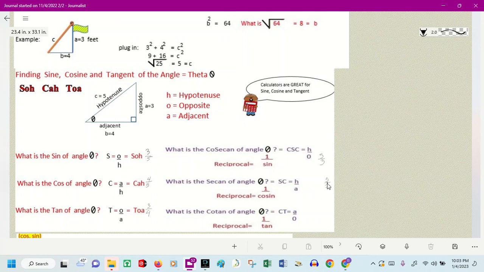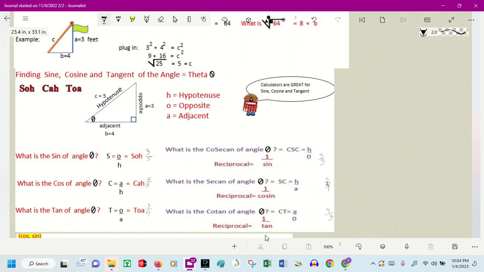Hypotenuse over adjacent, and adjacent is 4. I was trying to draw a, Lord help. And the cotangent means the opposite of tangent, written as 1 over tangent. The reciprocal, flip it upside down. So that would be adjacent over opposite. See, just that simple.